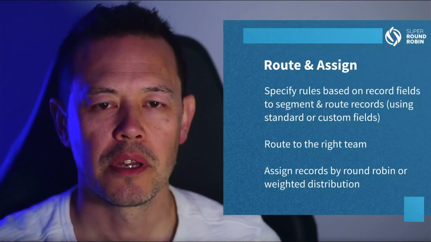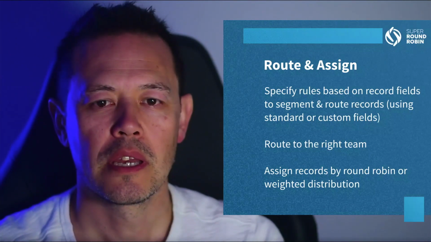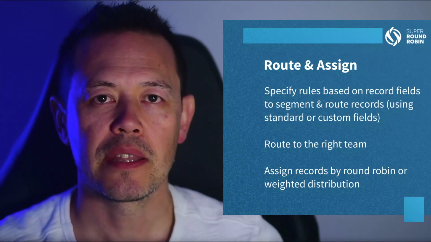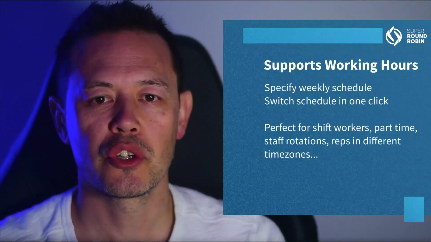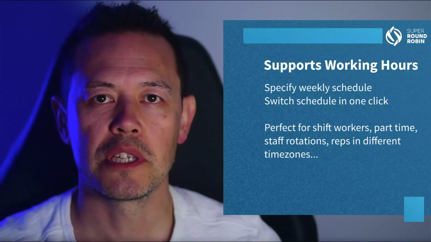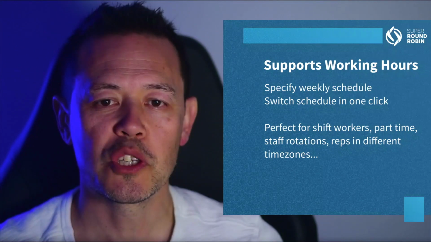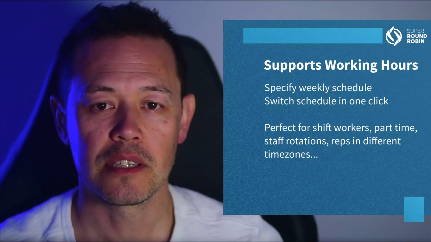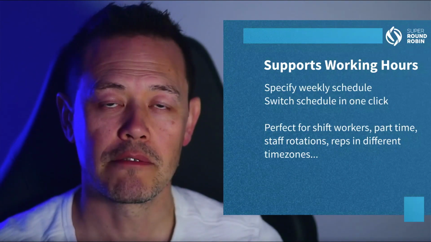It's easy to route and segment records in the app. Rules can be created based on either standard or custom fields. They can be routed then to the right team and then assigned by round robin or weighted distribution. Finally, you can set working hours or shifts. The weekly schedule can be specified for each assignee, and on a summary page, that schedule can be switched in just one click. This is perfect for shift workers, part-timers, staff rotations, reps in different time zones.